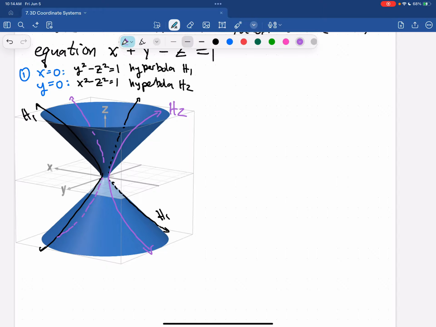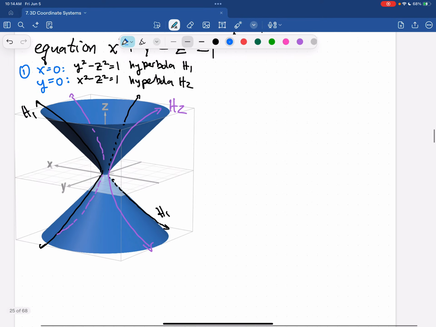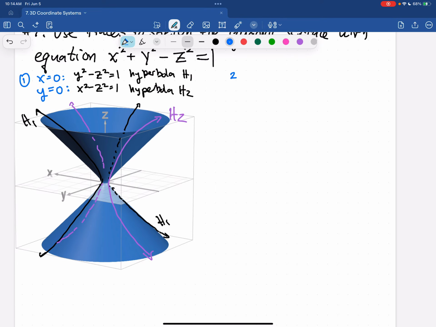Okay, so there's our h2. Now we can get our second step information. So we know that whatever shapes we get from the second step will be what generates our surface as the vertices lie on these two hyperbolas. So if we look at the z is equal to k cross sections, and see what we get.